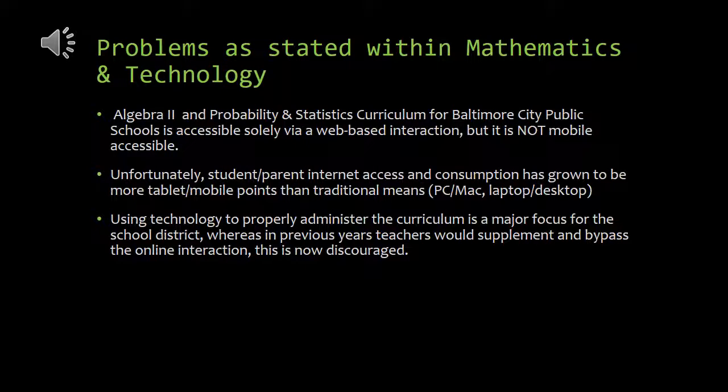Problems as stated within mathematics and technology. The Algebra 2 and Probability and Statistics curriculum for Baltimore City Public Schools is accessible solely via web-based interaction, but this web-based interaction is not mobile accessible. Unfortunately, student-parent internet access and consumption has grown to be more tablet and mobile points of interaction than traditional computer and laptop, PC or Mac.